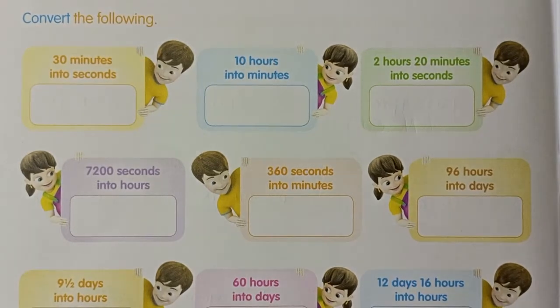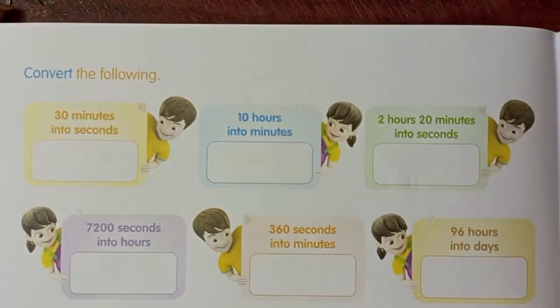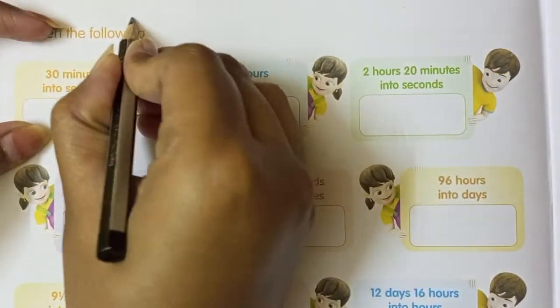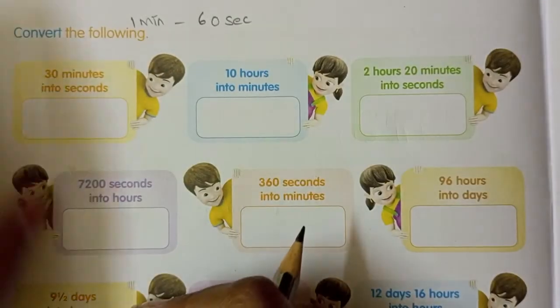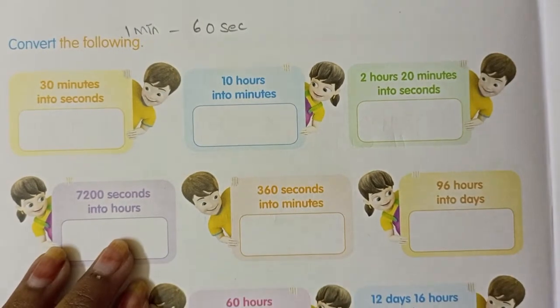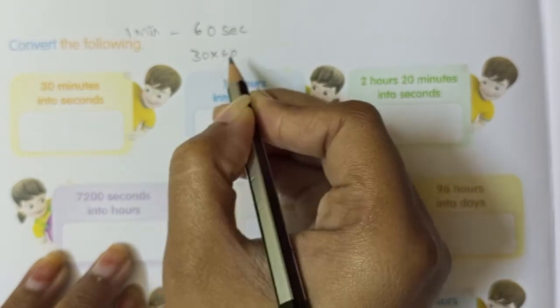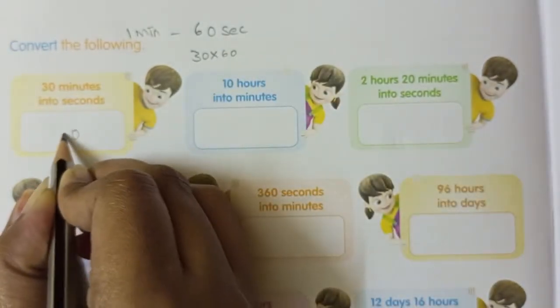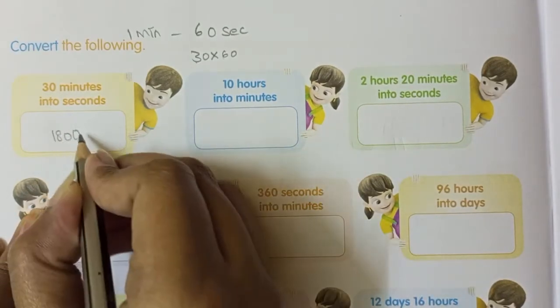30 minutes into seconds. How many seconds are there per 1 minute? See here, 1 minute has 60 seconds. So 30 minutes into 60 seconds: 30 into 60. 0, 0, 3 6s are 18. How many seconds? 1800 seconds.